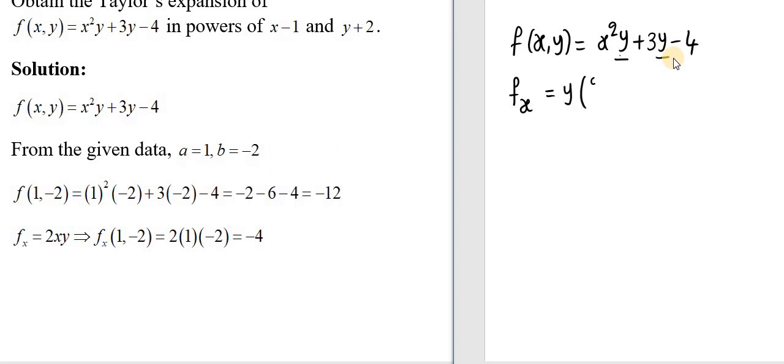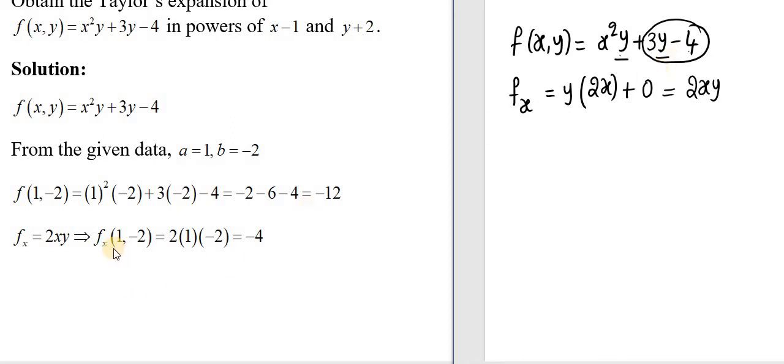X square differentiation is 2x. So, observe y constant. So, 3 into y is again constant. Minus 4 is constant. That means this total function is constant. So, the differentiation of constant is 0. So, the partial derivative of f with respect to x is 2xy.